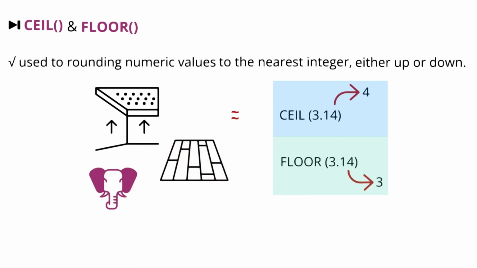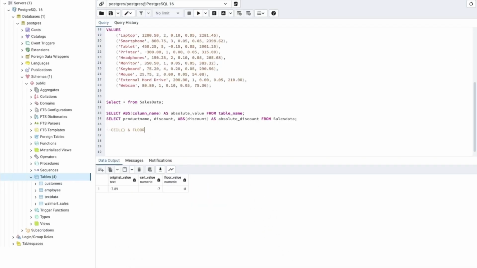Let's check. Select CEIL is the syntax. Likewise, select floor. Let's use the same number as input for both the functions to see the difference in the output. CEIL of 3.14, the output is 4, while floor of 3.14 gives you 3. See, that is the difference.